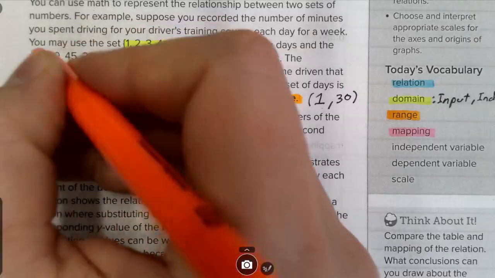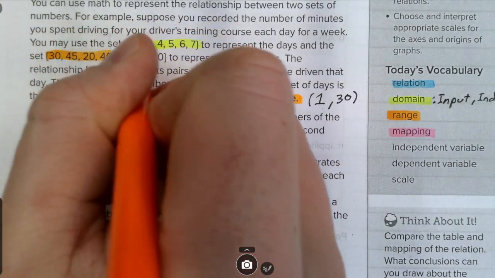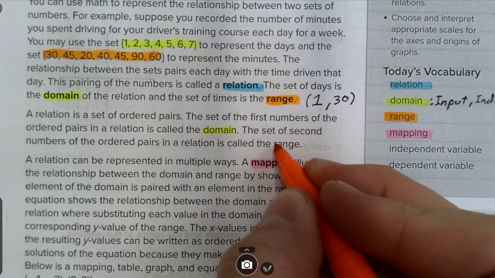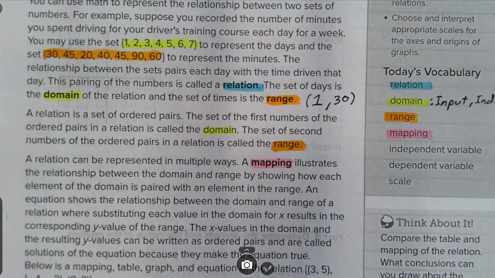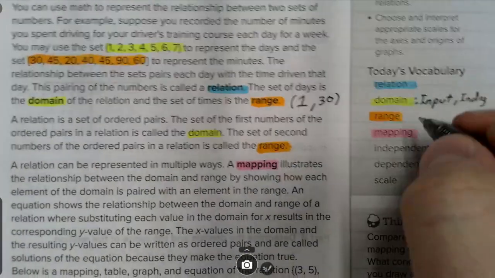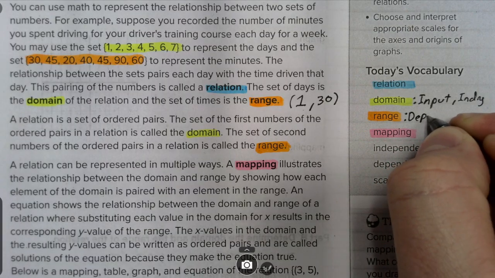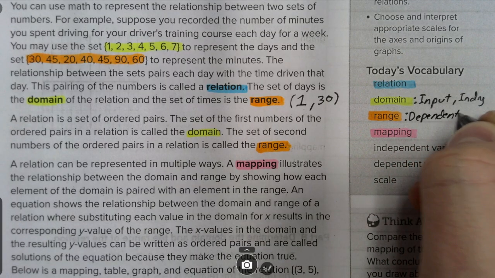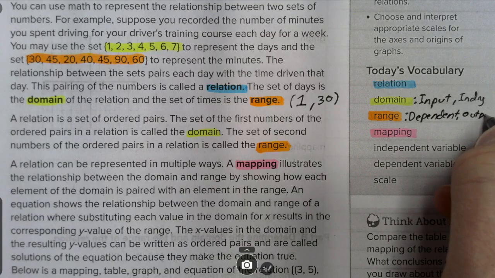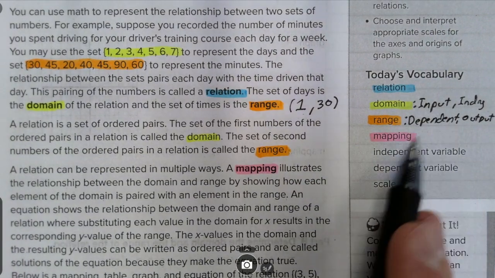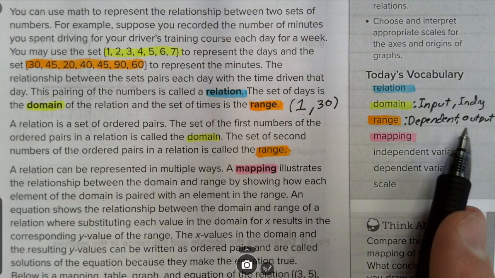Our second number in an ordered pair, these are our y values. This is the range. The range of a data set is dependent, and it's the output. So domain is independent and is an input. Range is a dependent output.